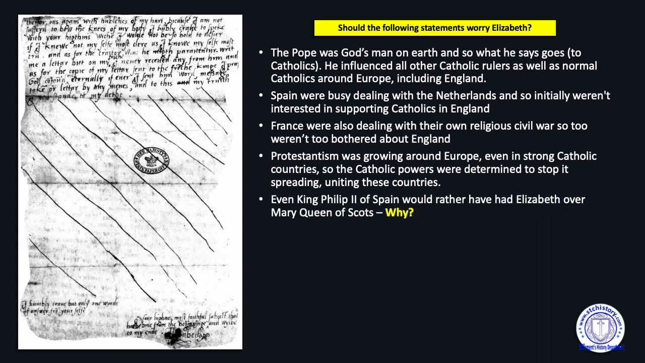And then even King Philip II of Spain would rather have had Elizabeth on the throne over Mary, Queen of Scots. Now that might confuse you a little bit. So maybe pause the video and answer that question, whether you think it's dangerous for Elizabeth, but also why you think Philip would rather have Elizabeth, the Protestant, than Mary, Queen of Scots. Okay, so I wonder if you figure that out.